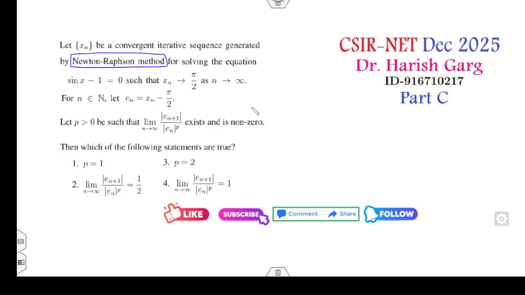Look at the next one, which is related to the Newton-Raphson method and equations. Your function is sin x minus 1. Then you have to find the value of p and the limit. The Newton-Raphson method says x_{n+1} equals x_n minus f(x) divided by f dash x. Now clearly the root is given as pi by 2. Root is pi by 2, and we all know that.